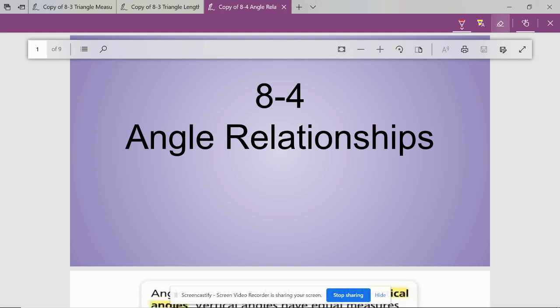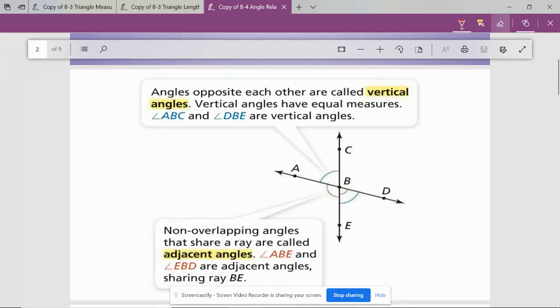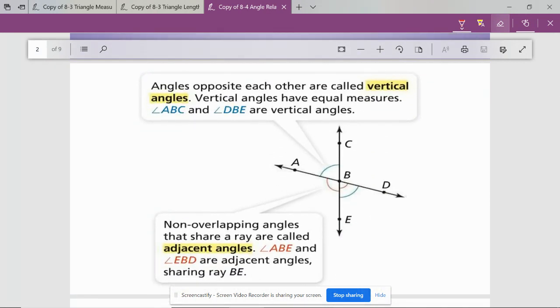Hey everybody, this is Wednesday's work. It's going to be 8-4 angle relationships. So this is going to get a little complicated, so just stick with me. It's our last day, so make sure you give this a whirl. Give it a try. When you come back in pre-algebra next year, you've at least seen it and you've tried it, and hopefully it'll make a little bit better sense.